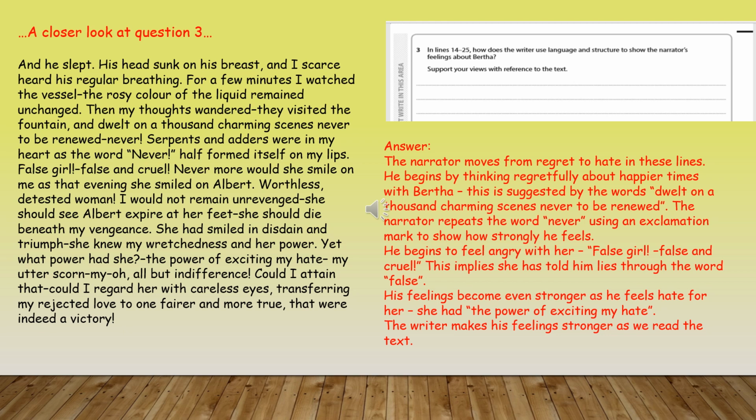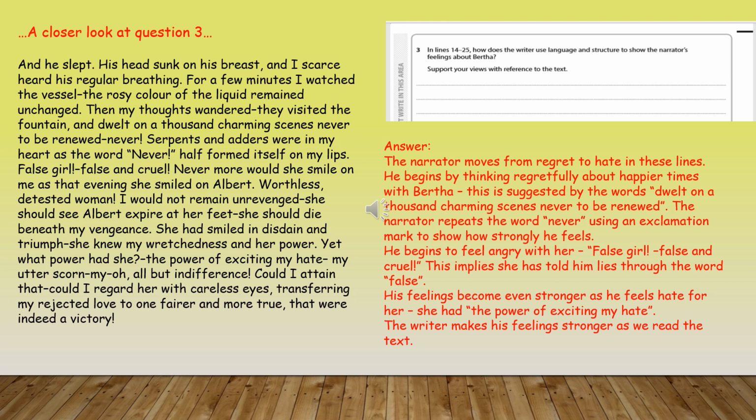And if you look at the model answer, he begins by thinking regretfully about happier times with Bertha, statement, and then we use a quote to say where we've got that suggestion from. So we've said this is suggested by the words "dwelt on 1,000 charming scenes, never to be renewed." So he's thinking about when they were happy and that this is never going to happen again because she's gone off with Albert.